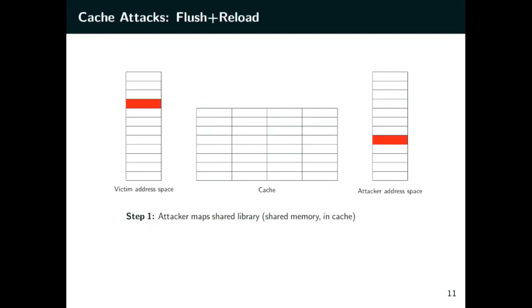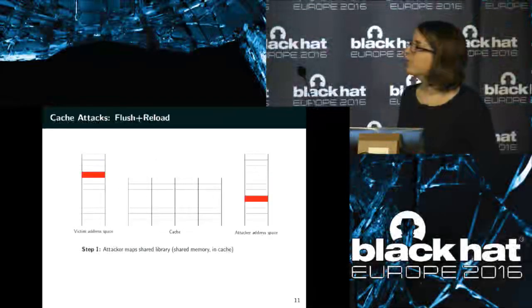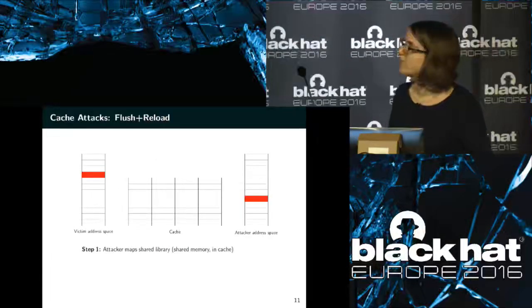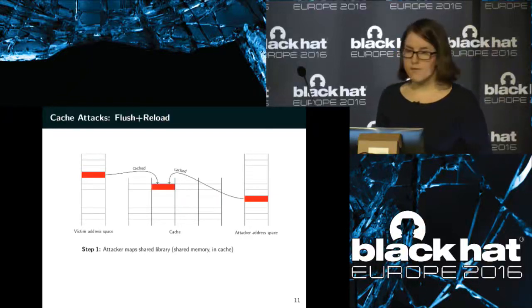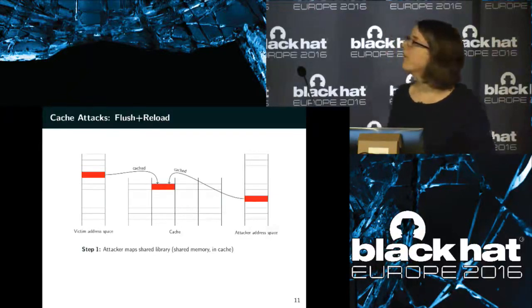So now onto cache attacks. We have different types of cache attacks. The first one is called flush and reload. And here what's really important is that we have some shared memory between the attacker and the victim. So here that can be, for example, a shared library. So the attacker starts by mapping this shared library, and data that is shared in the memory is going to be shared in the cache.